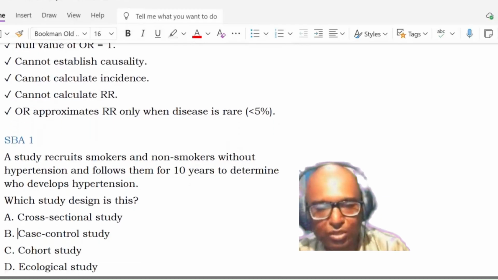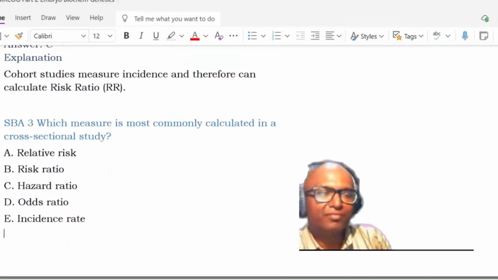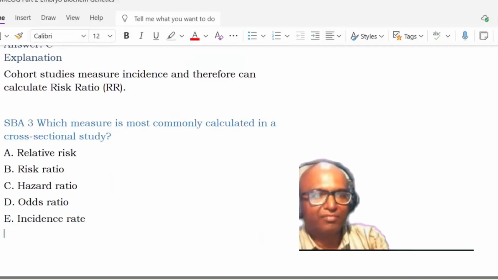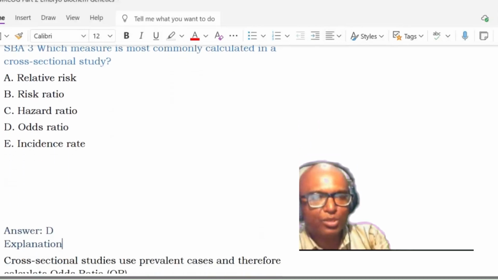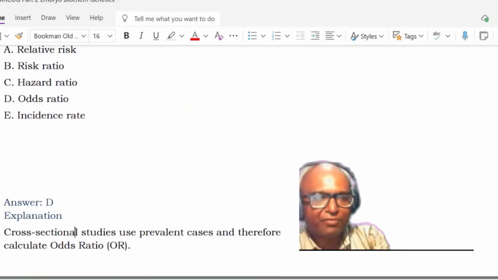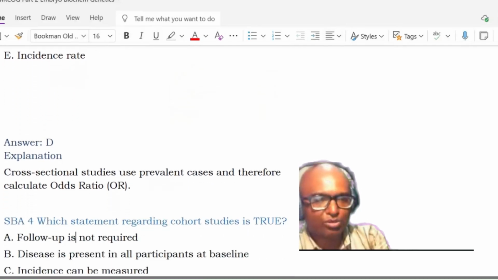We have a few questions. Question number 3: which measure is most commonly calculated in a cross-sectional study? A relative risk, B risk ratio, C hazard ratio, D odds ratio, and E incidence rate. So D, odds ratio. But the best will be the prevalence, because odds is typical for a case control. Remember, okay? So cross-section studies use prevalent cases, and therefore it can calculate the odds ratio also.